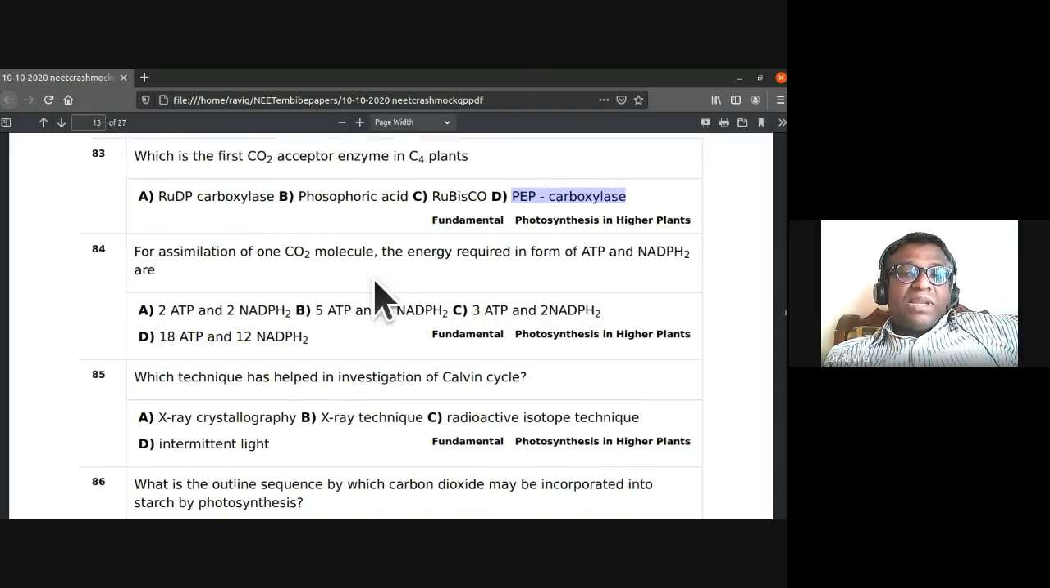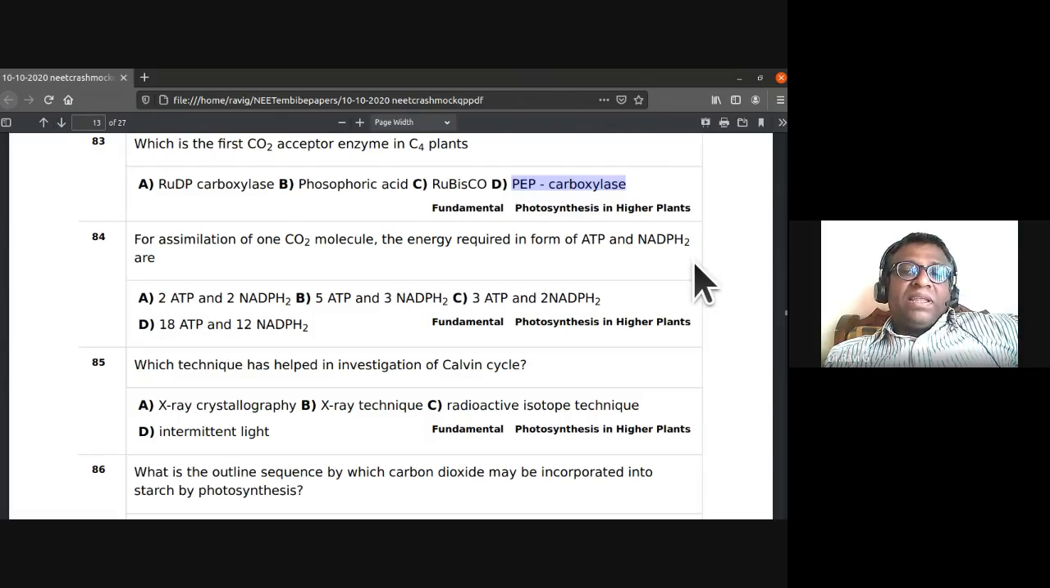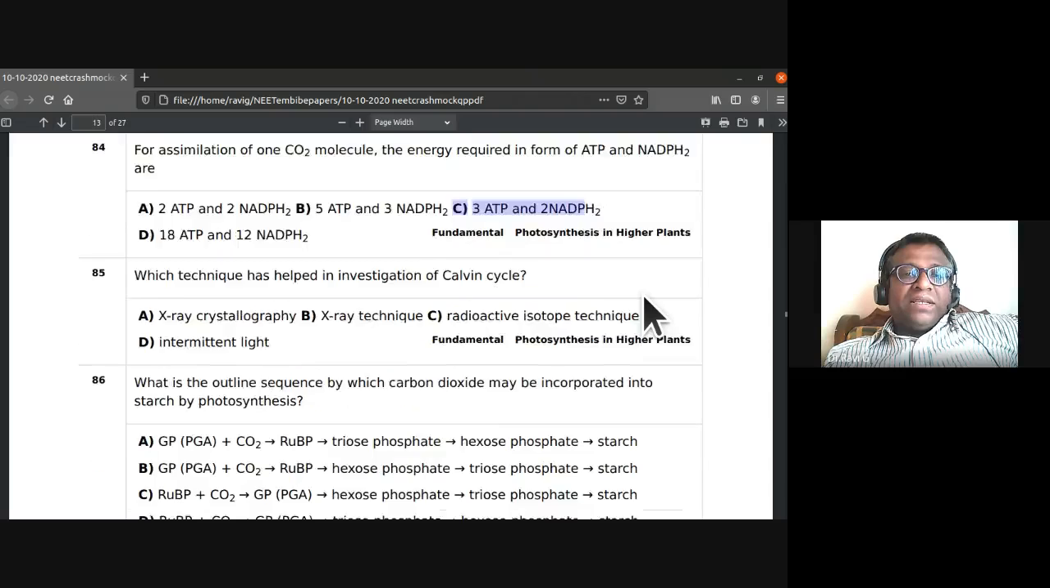For assimilation of one carbon dioxide molecule, the energy required in the form of ATP and NADPH2 is how much? It should be 3 ATP and 2 NADPH2. So 3 ATP and 2 NADPH2, this is the right answer.